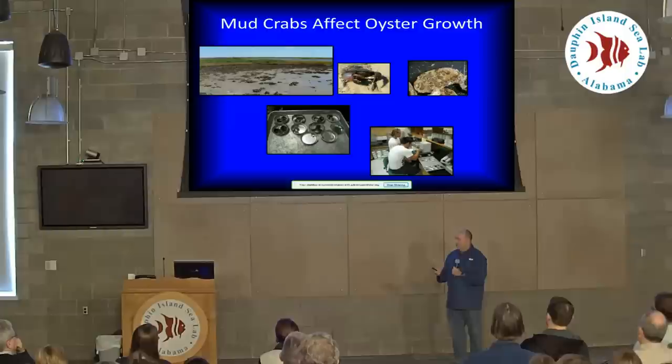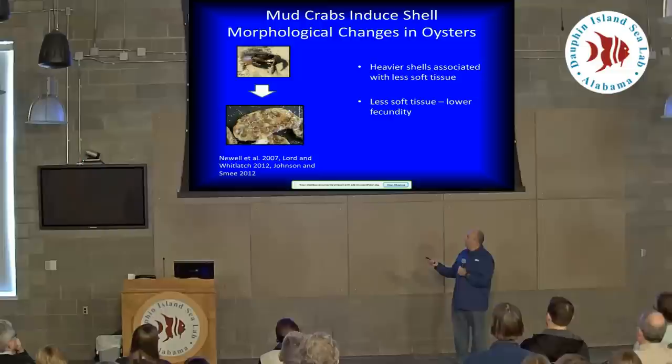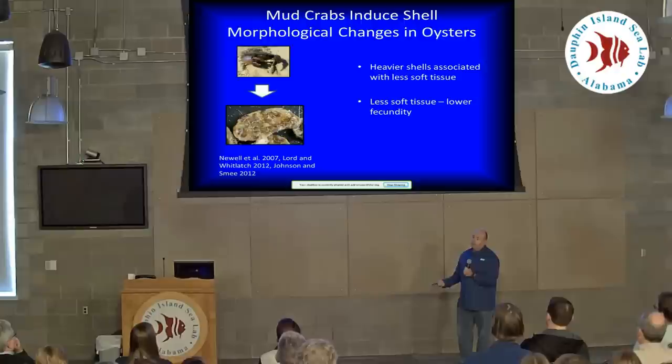And this sort of followed up with some work that Roger Newell's group had done, as well as some work finding similar patterns with oyster drills that Bob Whitlatch's group has done as well. And so the idea here is that when oysters are threatened by predators, they build a heavier shell that presumably makes it harder for crabs and things to crush them and eat them, and then they grow less soft tissue, which likely lowers their fecundity.